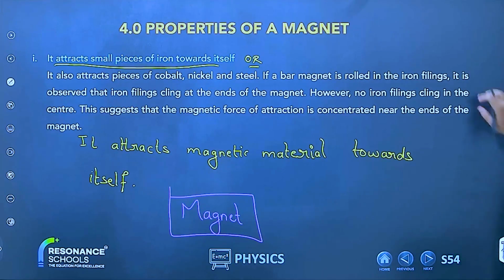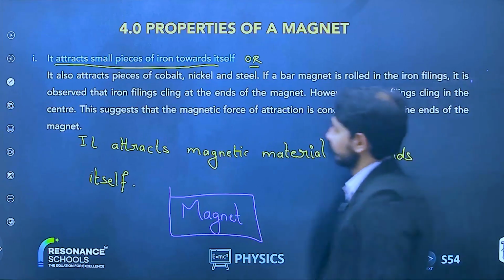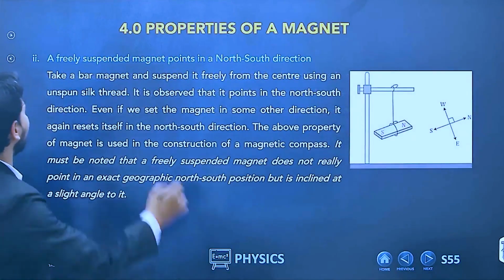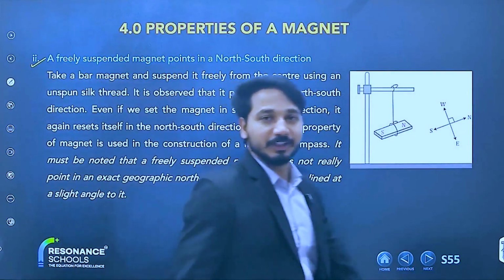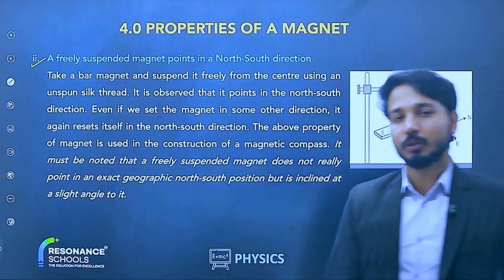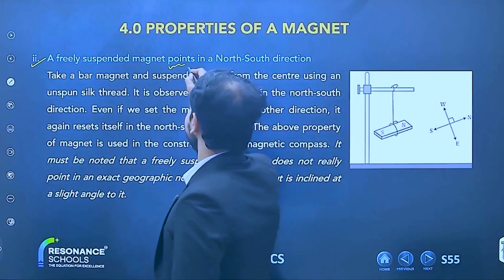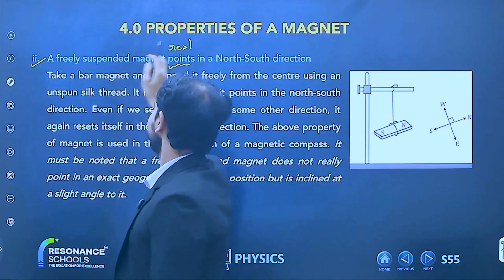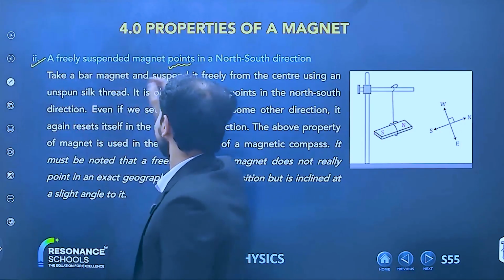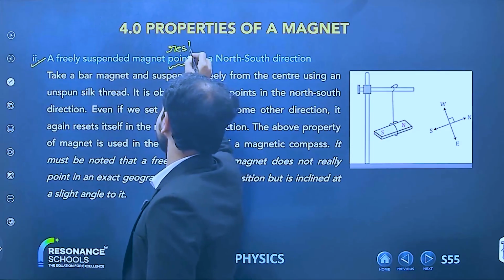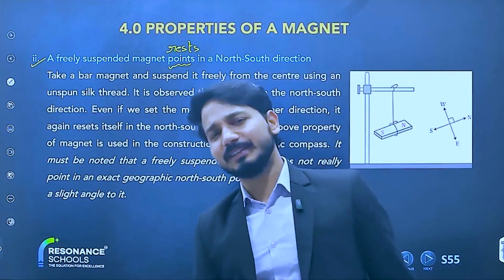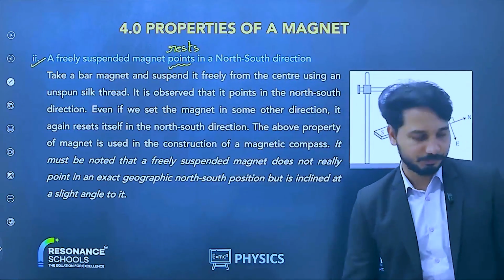If it's done, then the second point, which we had discussed now. Second point, you will write this: a freely suspended magnet points in a north-south direction, or in place of points, you can also write rests. If you don't know the meaning of rest, there might be a problem, but it's okay. A freely suspended magnet points in a north-south direction or rests in a north-south direction. Both are correct.